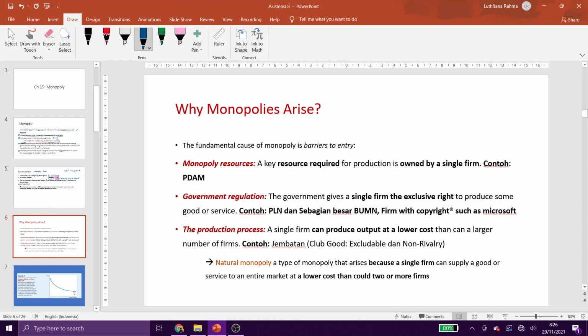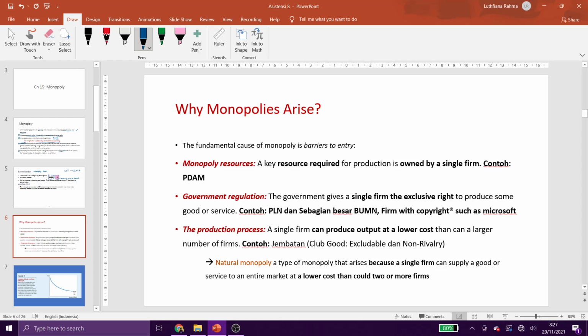The second is government regulation. The government gives a single firm the exclusive right to produce some goods or services. For example, we have the Electricity State Corporation, or PLN, Perusahaan Listrik Negara in Indonesia. The government of Indonesia gives PLN the right to supply electricity all around Indonesia. So if a new firm would like to supply electricity, it will face big barriers, because a regulation states that the only firm that could produce electricity is PLN. It would be a big barrier for new firms to enter the electricity market.